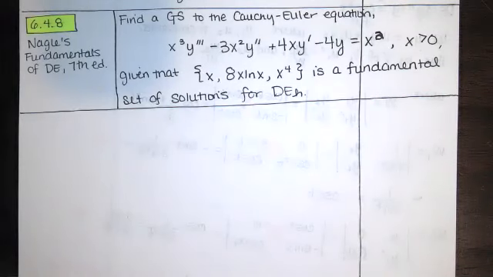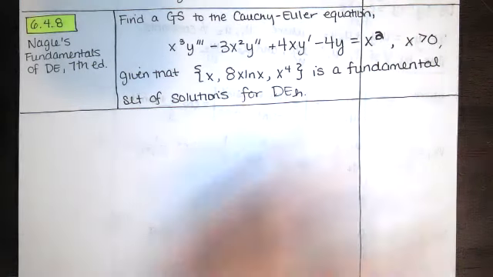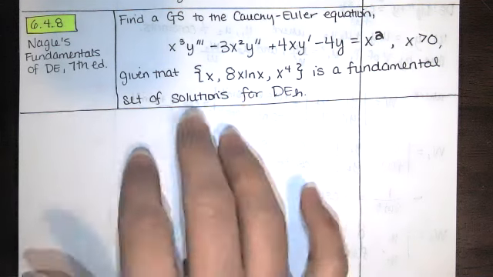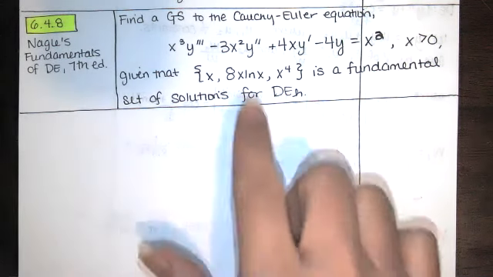In this video, we solve problem 6.4.8 from Nagle's Fundamentals of Differential Equations, 7th edition. We're asked to find a general solution to the Cauchy-Euler equation. See, it's third order, and it's non-homogeneous. We're told that x is greater than 0. And we're given a fundamental set of solutions.